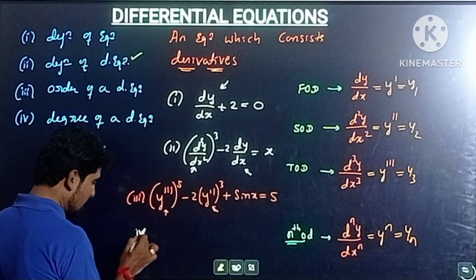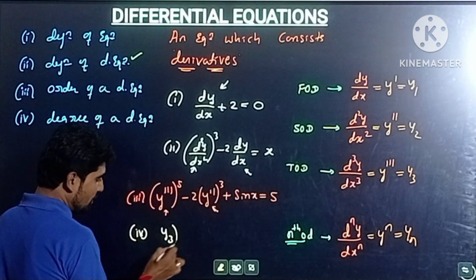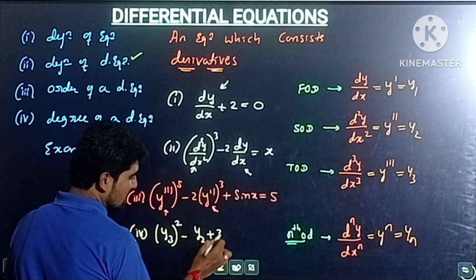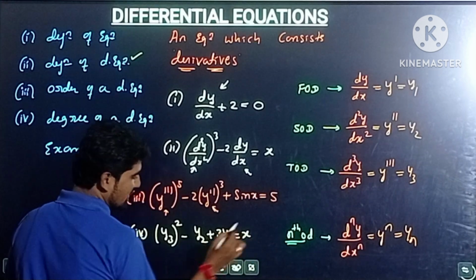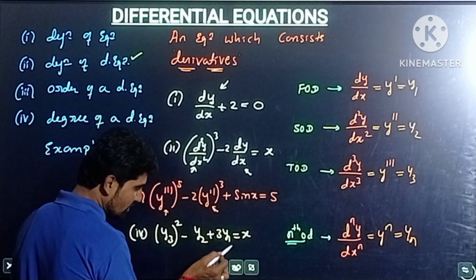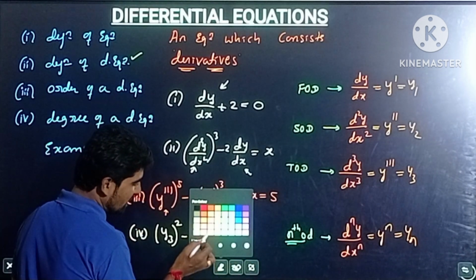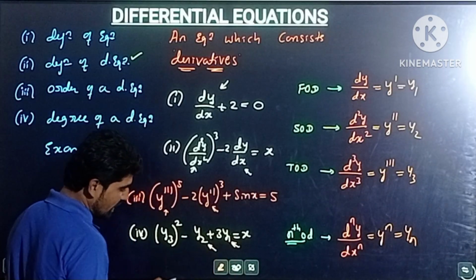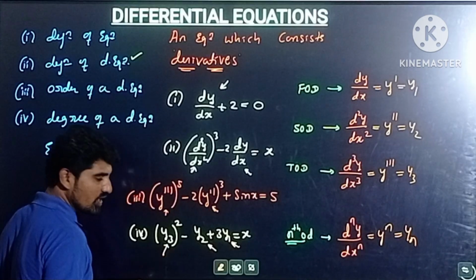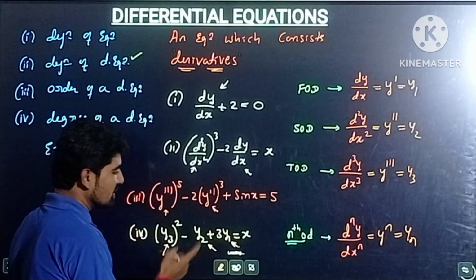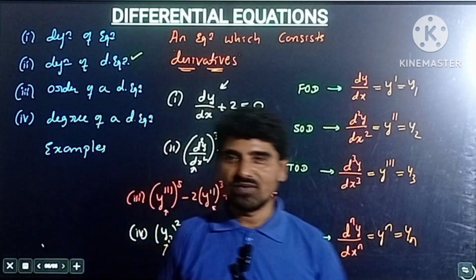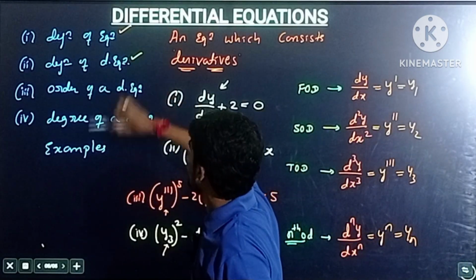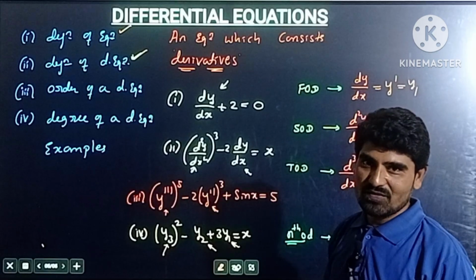Fourth one, let (y3)² − y2 + 3y1 = x. So observe this equation. In this equation, the first order derivative y1, the second order derivative y2, as well as the third order derivative y3 are involved. Therefore, this is also a differential equation. I hope all of you understood the definition of equation and the definition of differential equation.